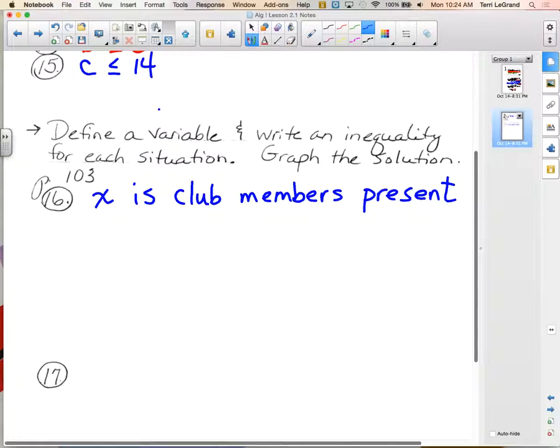So now, Riley, do you want to give us the inequality statement? X is greater than or equal to 20. Does this say "at least" is greater than or equal to? At least means, what would be the smallest number there could be? 20. What's the next choice? 21.